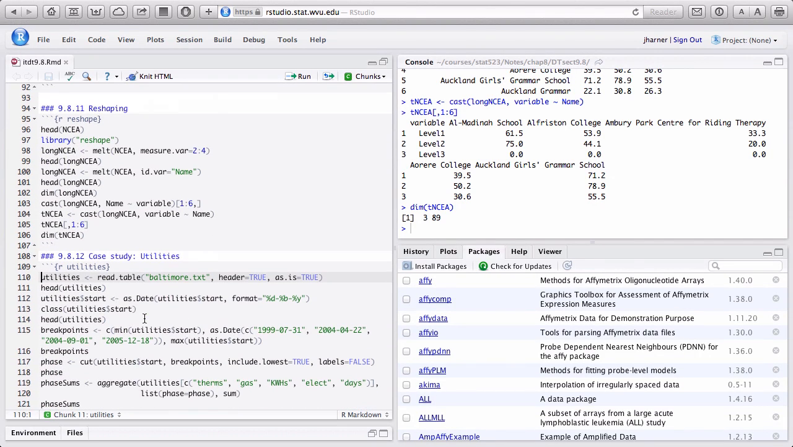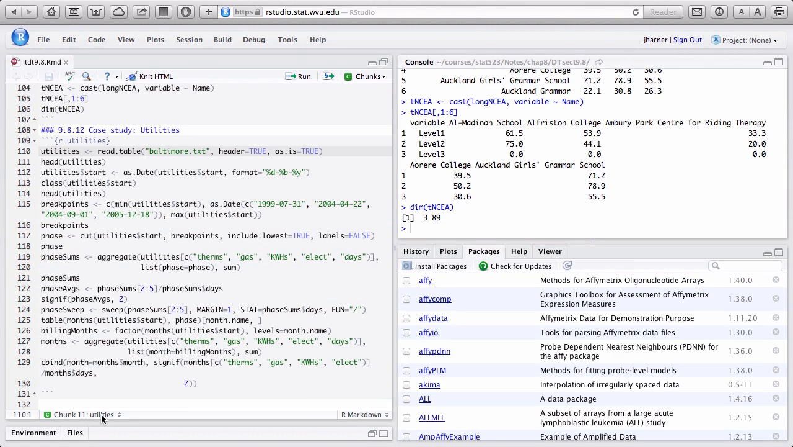So we'll take an example, which is, and I forgot to put this in for you, I apologize, I will do that. There's some Baltimore data set, and maybe I should show you what this data set looks like.